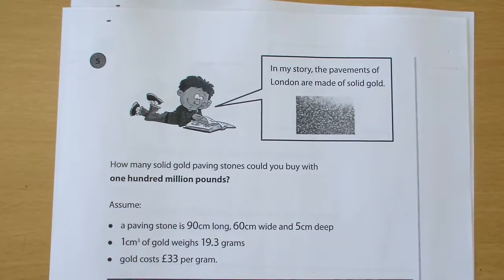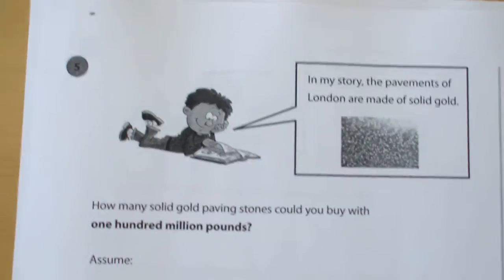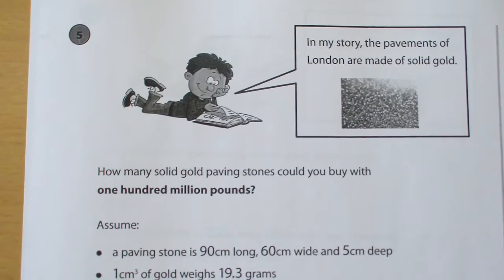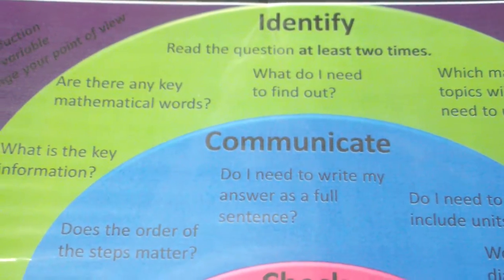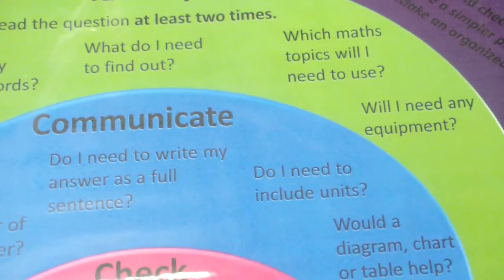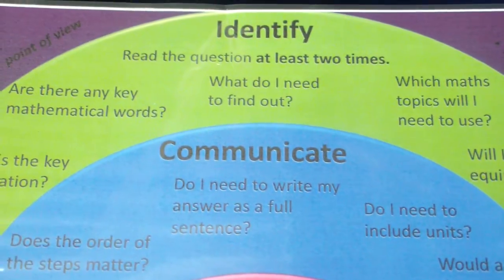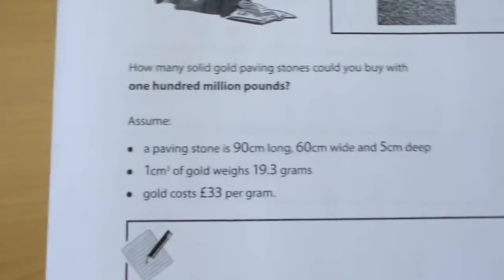Okay, this is a Year 9 reasoning question. It's a 5-mark question. We're given some information about gold paving slabs through London, and you're given some key information. So the first thing to do from our maths is to identify key information, what mathematical topics they're going to link to, what you need to use, and what you need to find out.